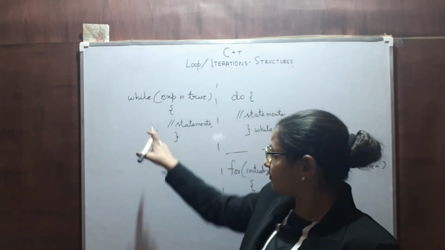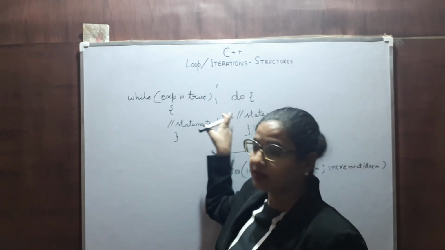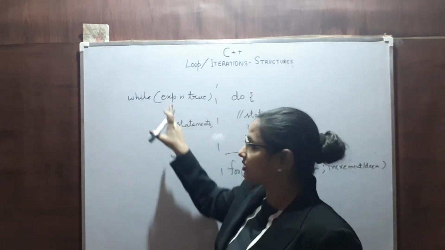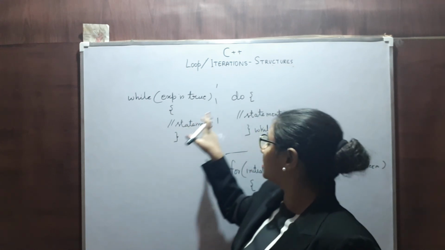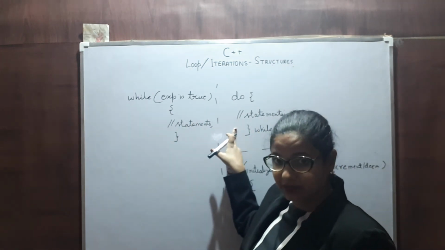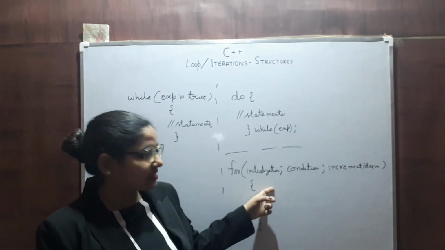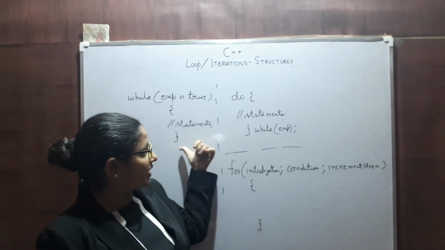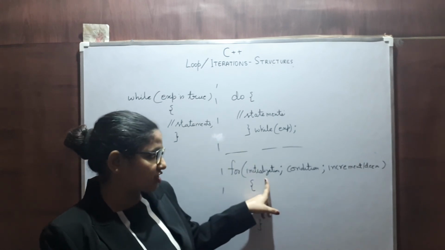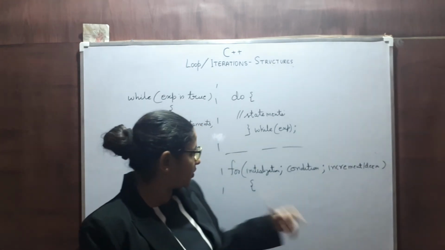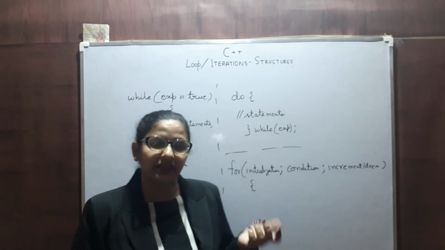The difference between while and do while is that in while we first check the condition, then we execute statements. In do while we execute statements, then we check the condition. The for loop is much simpler than while and do while. It has initialization and increment within the for statement itself.